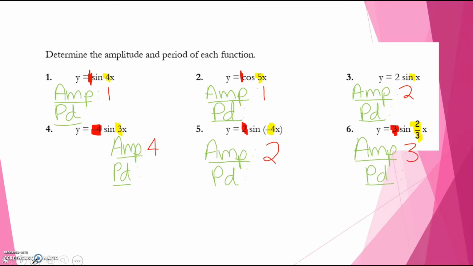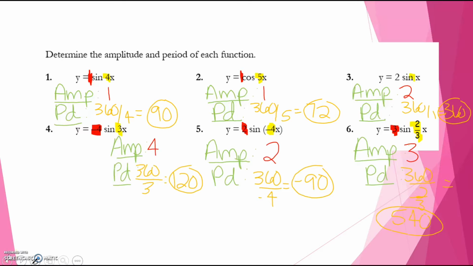They're all sine or cosine, so they all have an amplitude. So for 1 and 2, there is no number, so we put 1 for the amplitude. For 3, 4, 5, and 6, they all have a number out front. You have to make sure to take the absolute value. That's why the amplitude for number 4 is positive 4 and not negative 4.